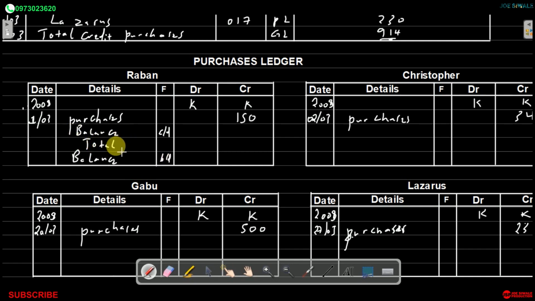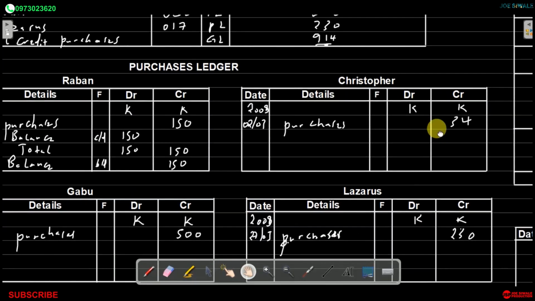To find the total there, we're going to record 150 on the debit side and 150 on the credit side. Our balance carried down is going to be shown on the debit side as 150. The balance brought down is going to be shown on the credit side as 150. We can go to the next account.